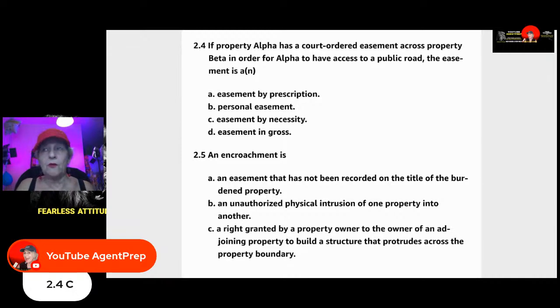Now, easement in gross, okay, you'll have to go back and research all the different public utilities and or a permanent easement is given to someone.